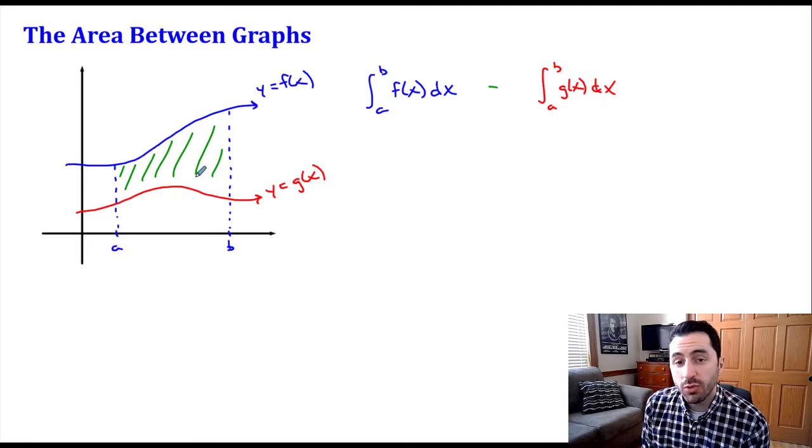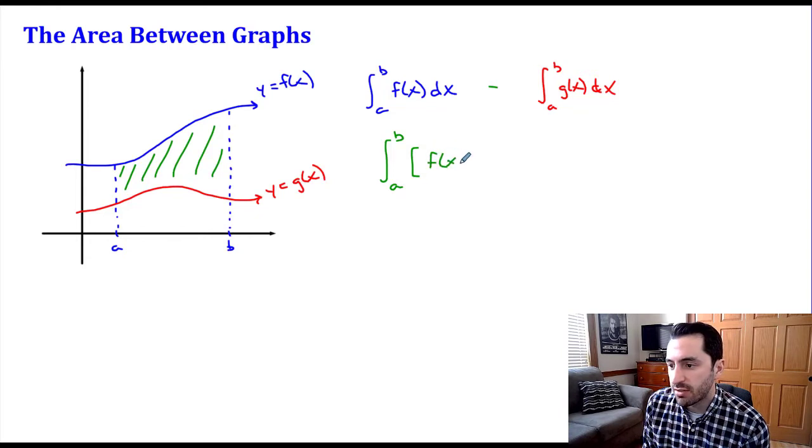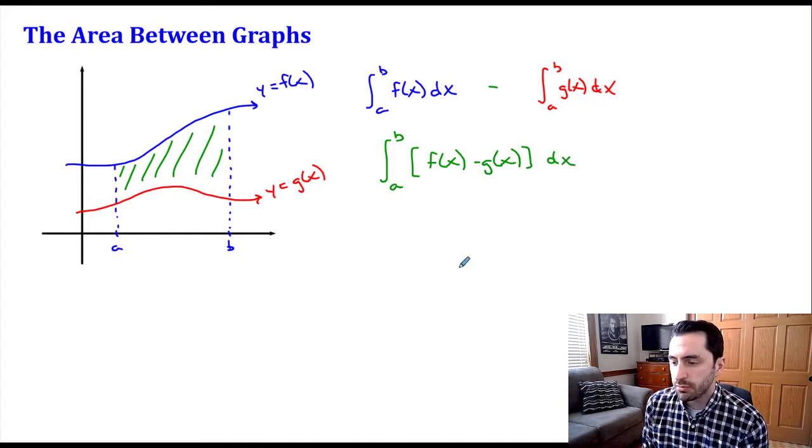Now, we can actually work with this expression a little bit and make it a little simpler, just following some of our properties of integrals. So we can actually bring that together into a single integral. Since the bounds are the same, we can do the definite integral from a to b. And then on the inside, we're subtracting, so we have f of x minus g of x, and then here we only need one dx. So this little formula gives us a way that we can find the area in between two functions.